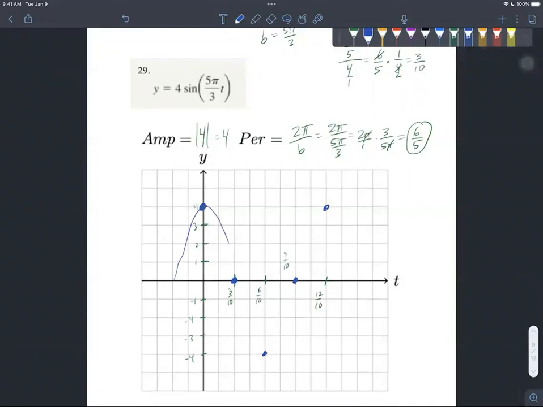I'll just graph a little portion. And my graph is just a little sloppy right now, but these are sketches here. All right, and then let me just cut a little piece off here.